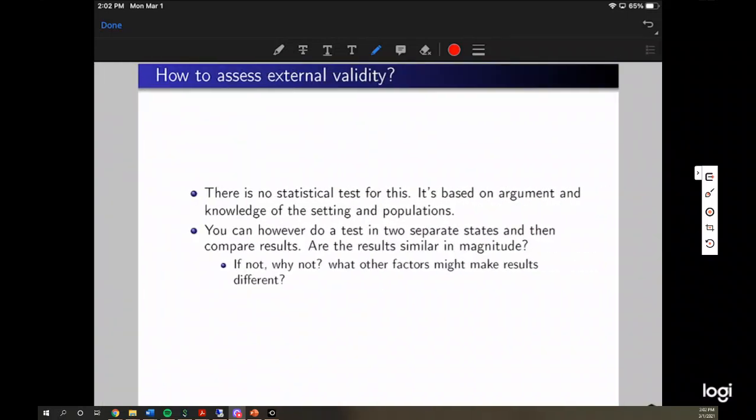So how to assess external validity? I already kind of mentioned this, there's no statistical test for this. It's based on argument and knowledge of the setting and the populations. You can, however, do a test in two separate states and then compare results if states are your unit of analysis. And if you have data from the two different states, are the results similar in magnitude? If not, why not? What other factors might result in the difference? You have to come up with an argument depending on your setting. There's never one solution to all of these. Okay, next we're going to look at internal validity.